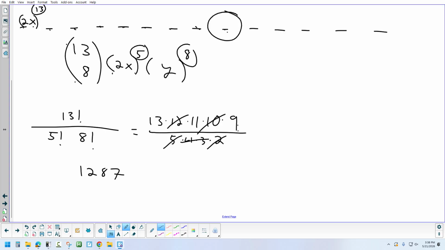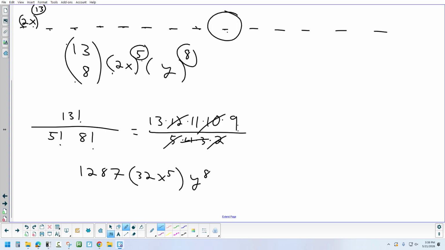Now what's 2x to the 5th? Is that 36? No, 36 isn't a power of 2. Yep, 32. So 32x to the 5th, y to the 8th.